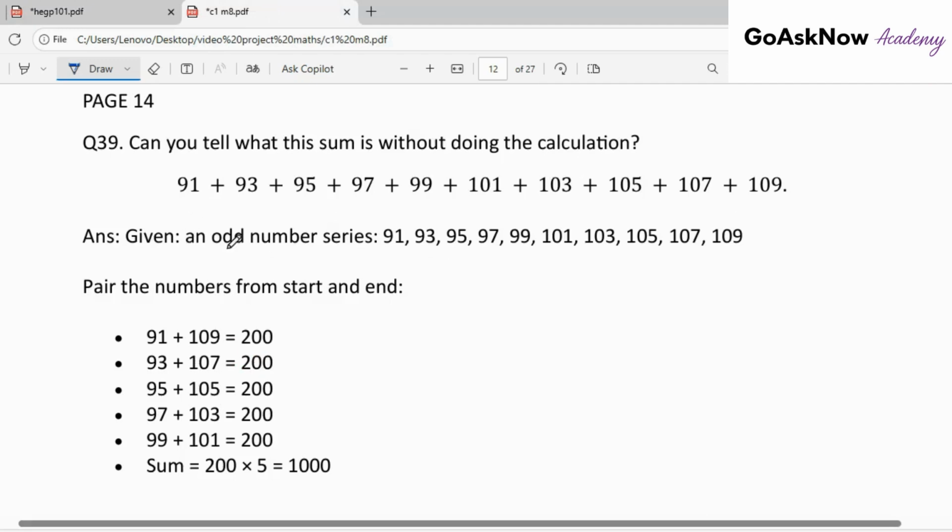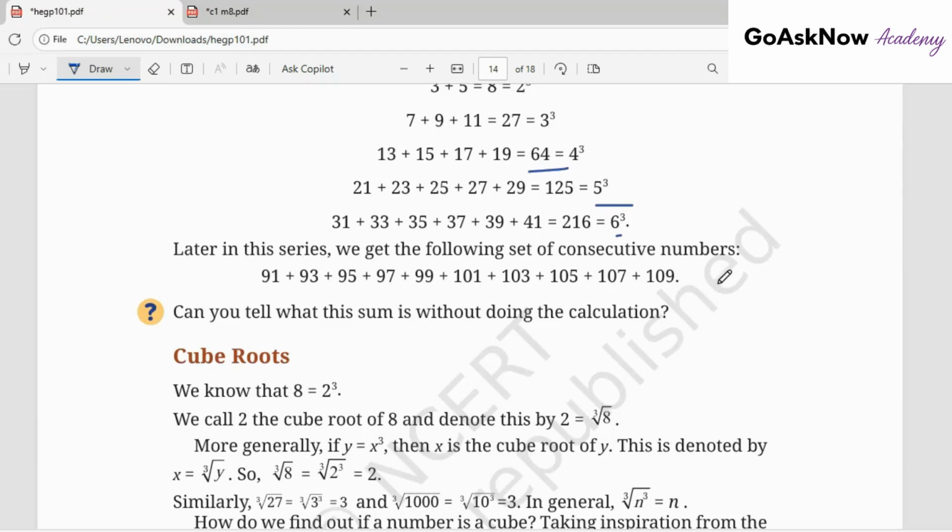Yes. Here the odd number series is 91 plus 93 plus 95, 97 until 109. Pair the numbers from start and end. 91 plus 109 and 93 plus 107, which is equal to 200. 200 into 5 is equal to 1000. The answer will be 1000.